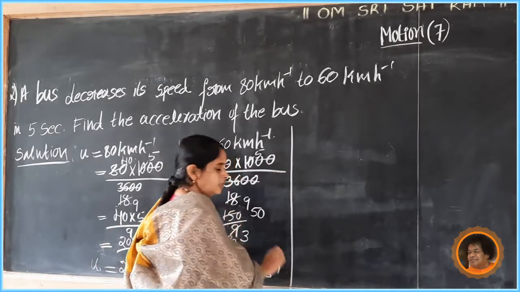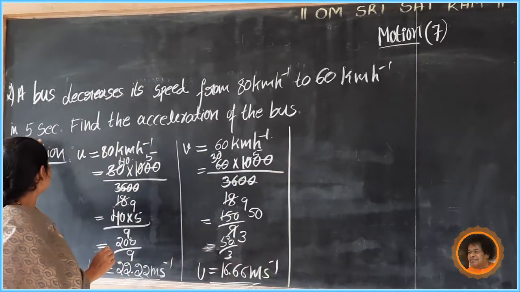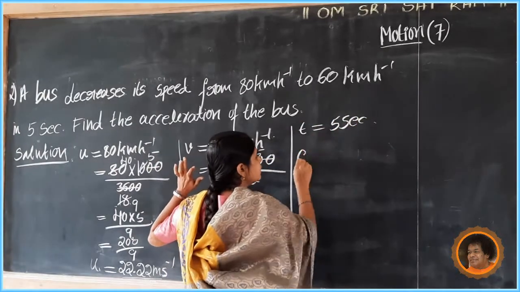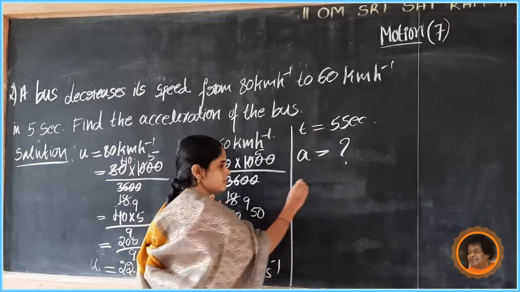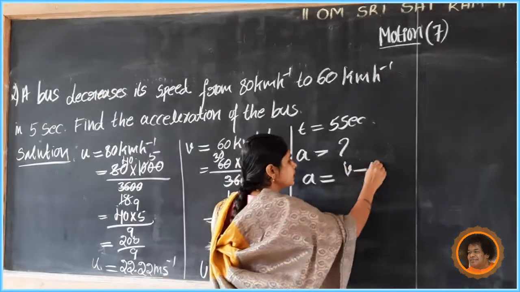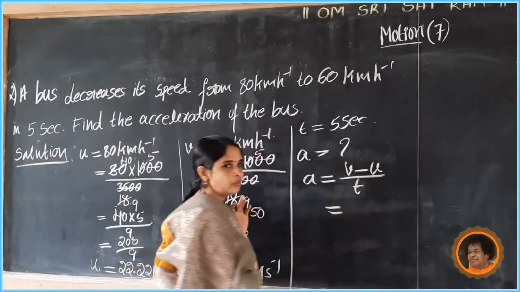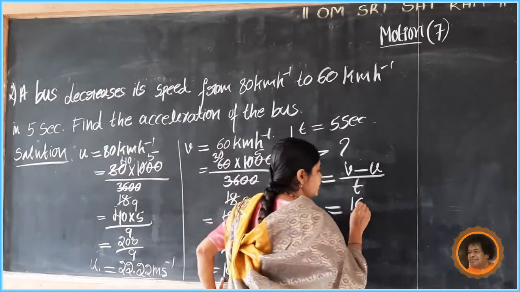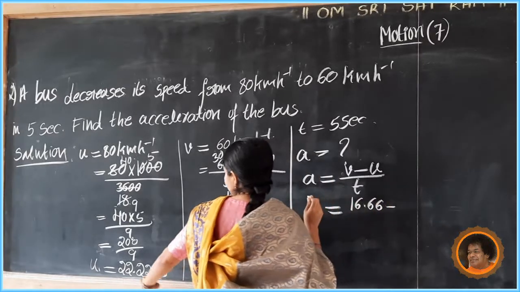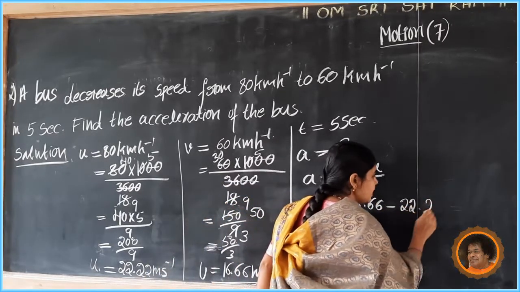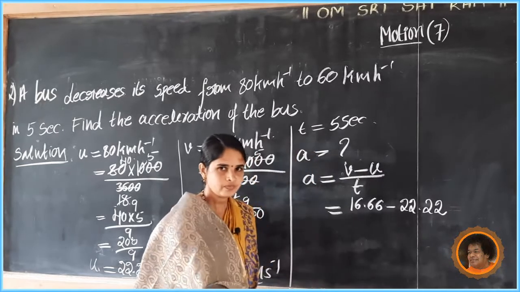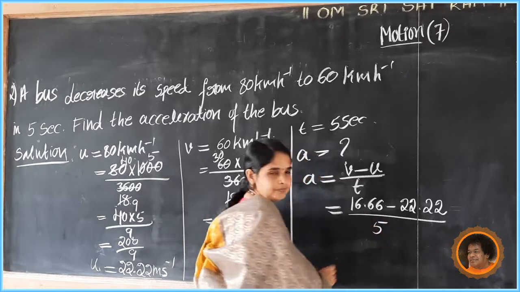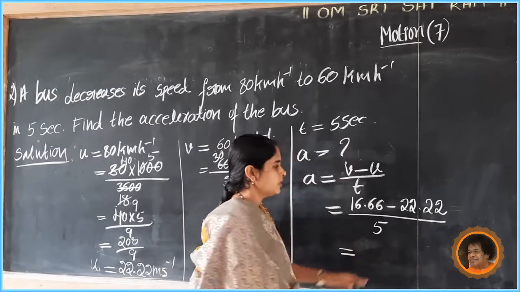Now, time is given here in seconds. Time t equals 5 seconds. So calculate the value of acceleration A equals how much? Formula: A equals V minus U divided by T. V, the final velocity value, is 16.66, minus the initial velocity 22.22, divided by T, 5 seconds.